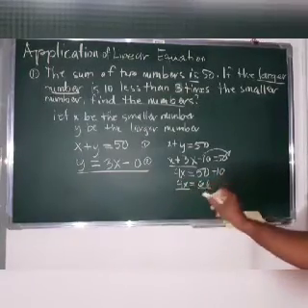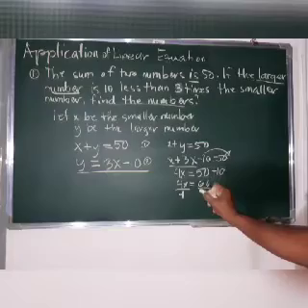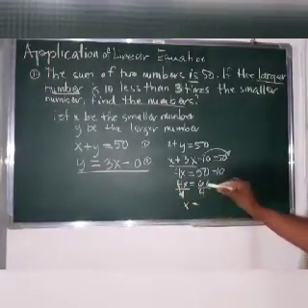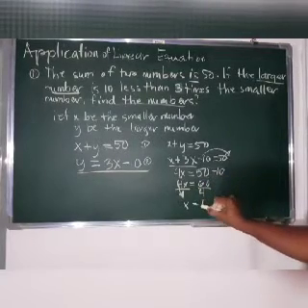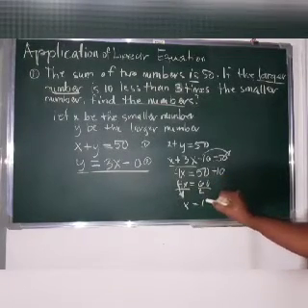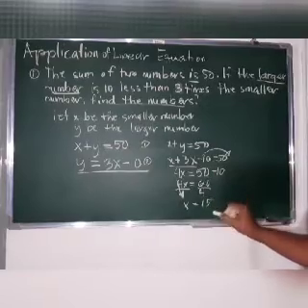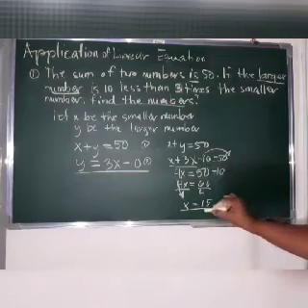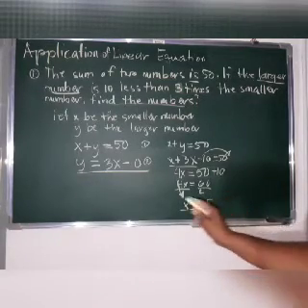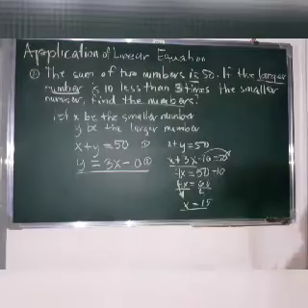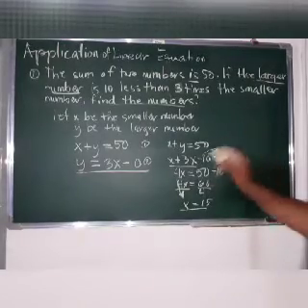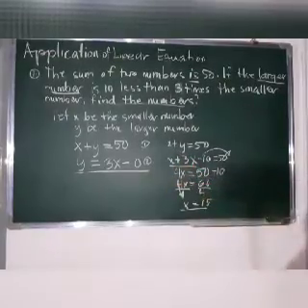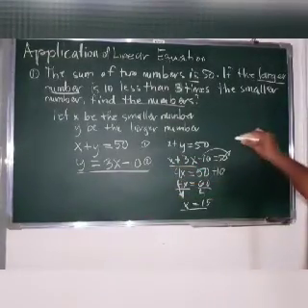Then isolate x, divide both sides by 4. So x is equal to 60 divided by 4, which is 15. So x is 15. Since we already have the value of x, we can find the value of y by using equation number 2. We can also use equation number 1, but equation number 2 is easier since y is already isolated.